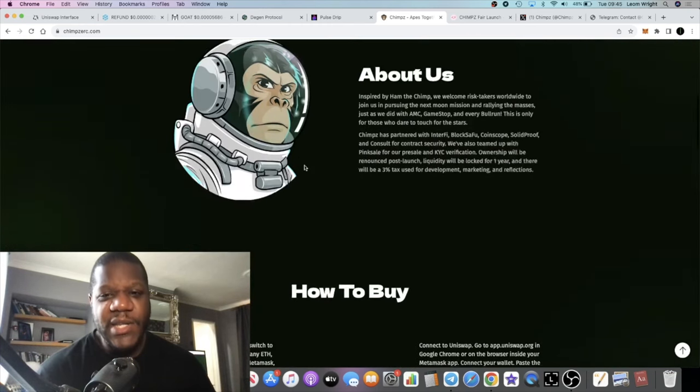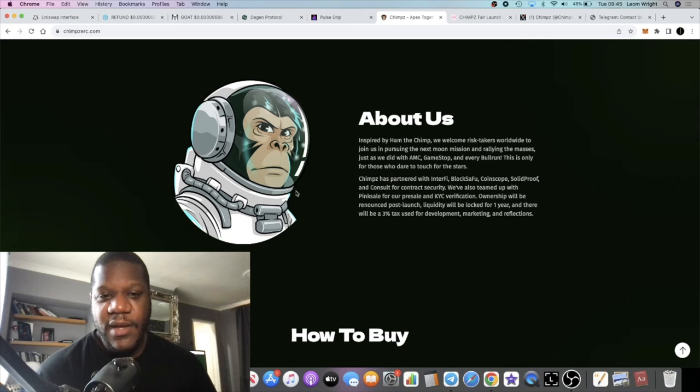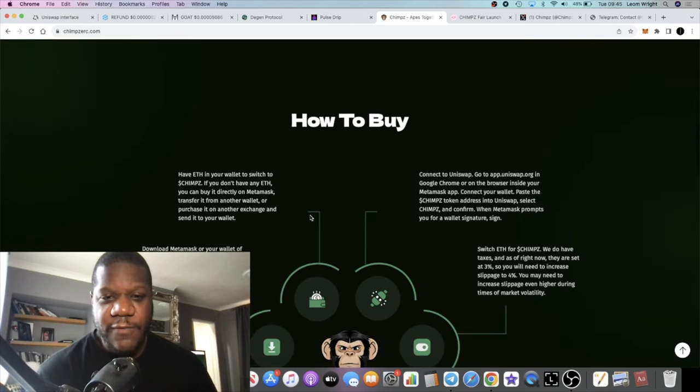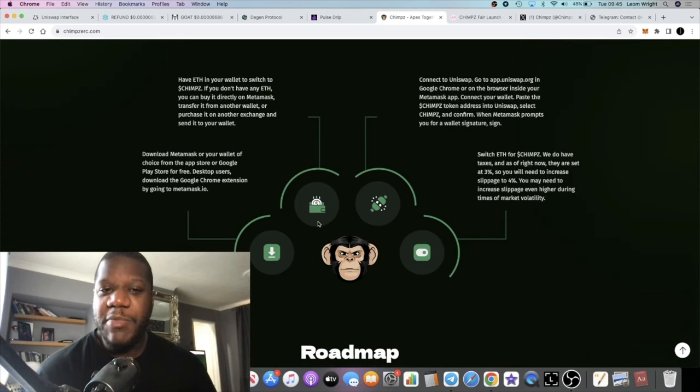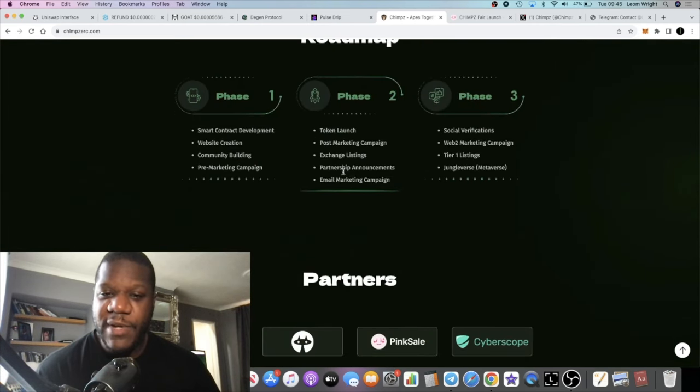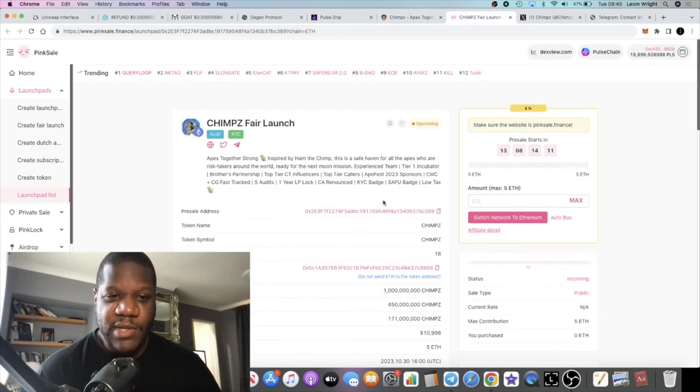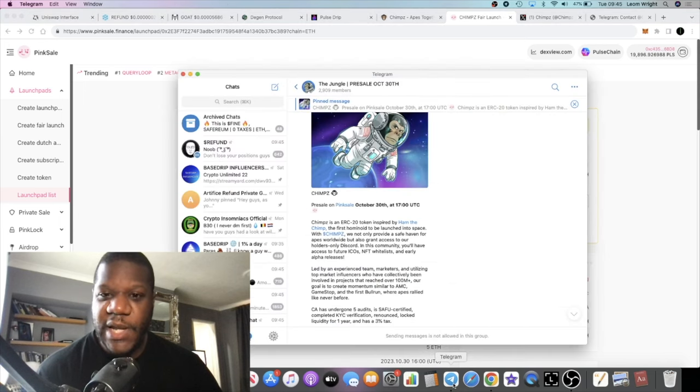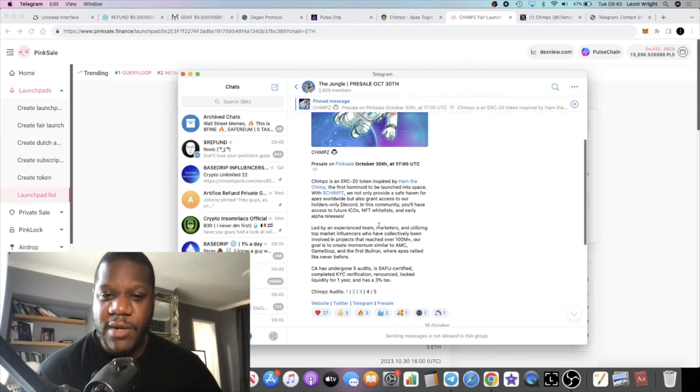So, as you can see, the website here is pretty self-explanatory. Remember, do your own research. Don't risk more than what you can afford to lose. This is a meme coin. There are some other benefits attached to this, which we'll talk about, guys. But the roadmap is something that we'll touch on as well. So Chimpz, fair launch. Let's just go to the Telegram and read what they say here about the pre-sale.